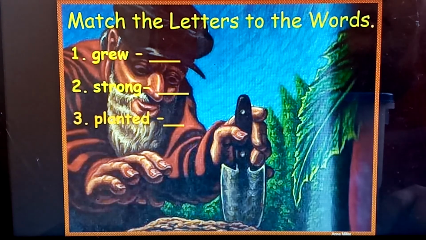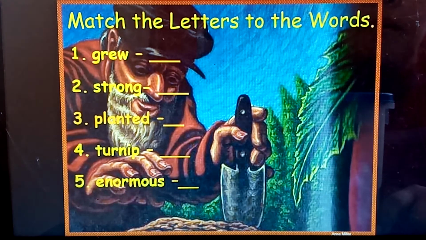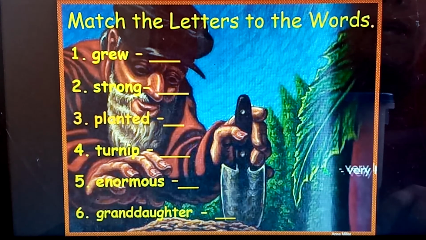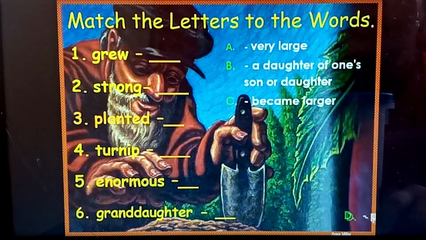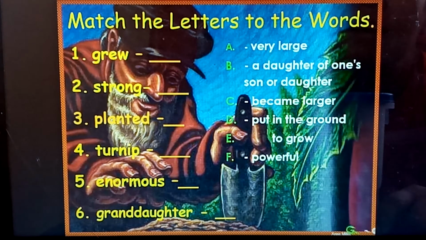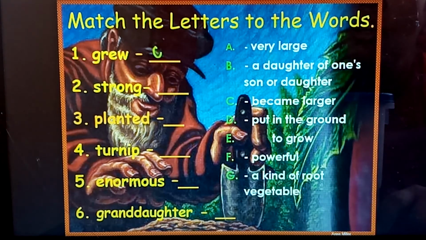Now we have the words and we have the definitions on the right side. And we're going to match the letters to the words. So you have A, B, C, D, E, F, G. Oh, man, I gave you the first one. Grew, became larger. Now let's do number 2, which is strong. Which one can be there? Strong. I'll let you read a little bit.